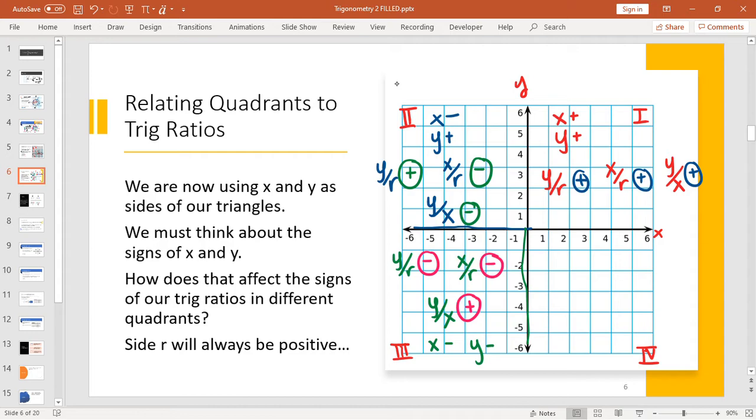And moving into our quadrant 4, x goes back to being positive, y remains negative. So our three ratios, we are going to get y over r is negative, x over r is positive, and y over x is negative. So this is just setting us up for our next slide.